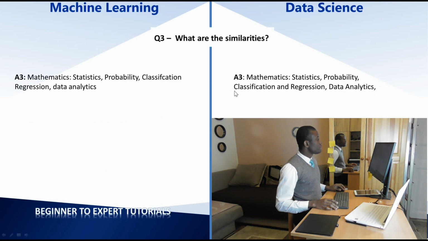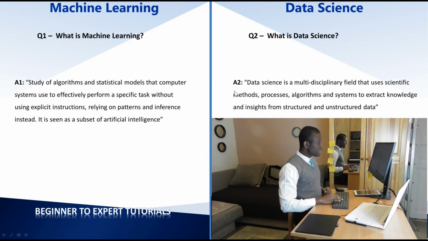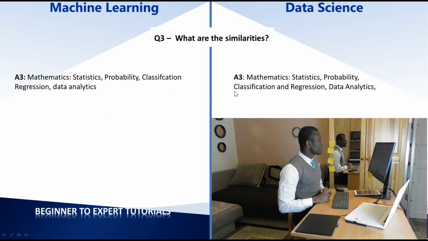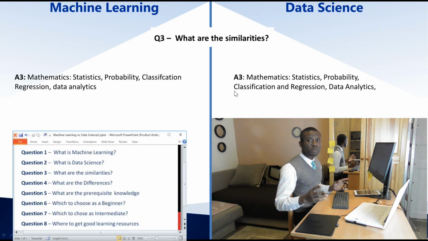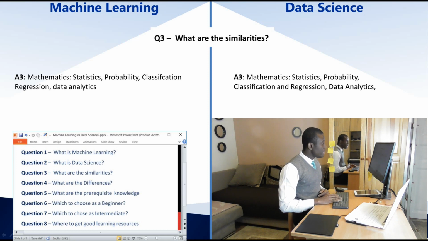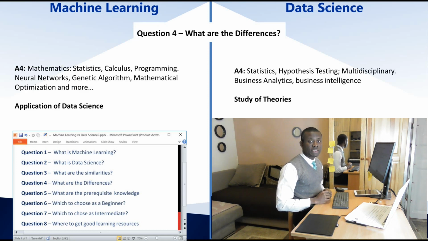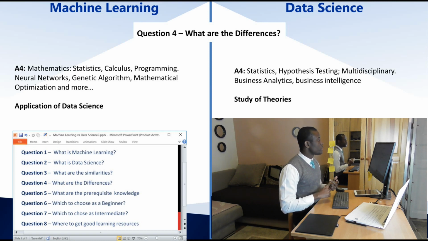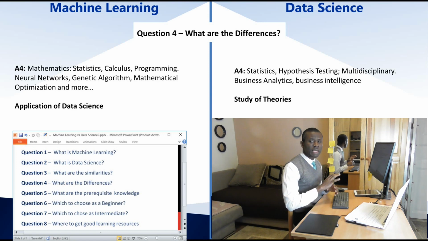Now the next one is, what are the differences between the two, or what are the similarities first? Many similarities exist between the two, which actually leads to so much confusion. We have mathematics, statistics, probability, classification, regression, data analytics, and so on. This applies across both machine learning and data science. But now I want you to pay attention to the differences between machine learning and data science, which I highlight here. In machine learning, we have mathematics, calculus, programming, neural networks, genetic algorithms, mathematical optimization, and more.